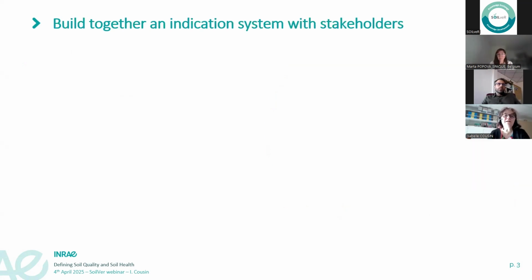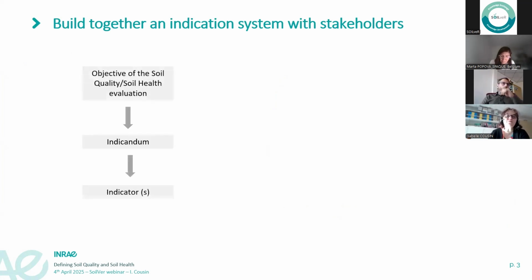And how to deal with that in a cooperative proposition in a project, usually with stakeholders. We have to share in definition and co-build definitions and indicators between stakeholders and experts. So firstly, we have to precisely define the objective of the quality or health in the evaluation. We have to propose for this objective what we call an indicandum, which is a Latin word which only means what has to be evaluated.